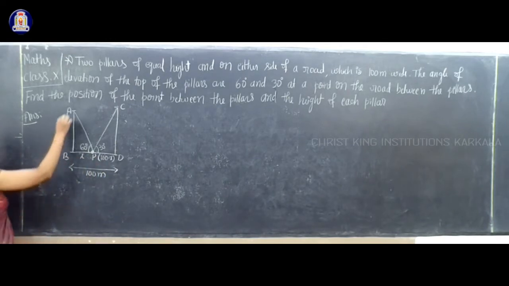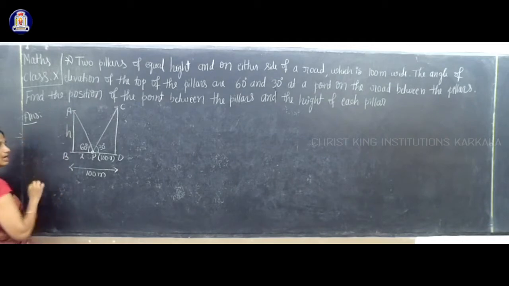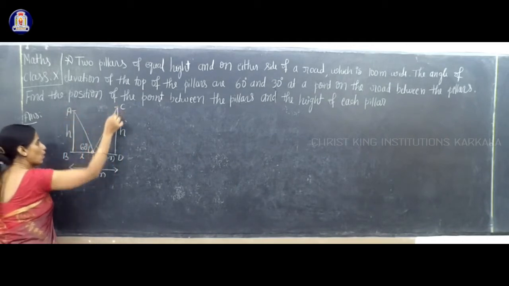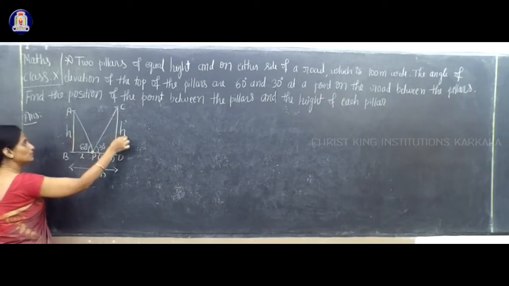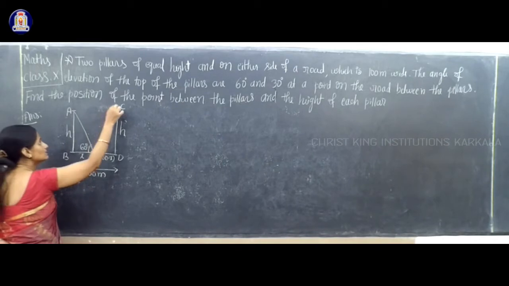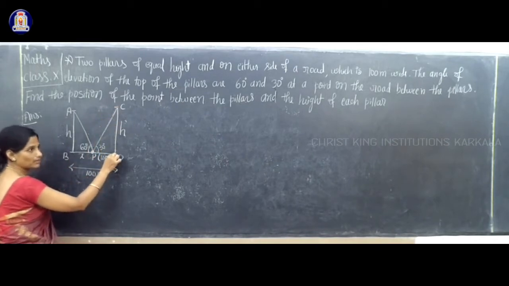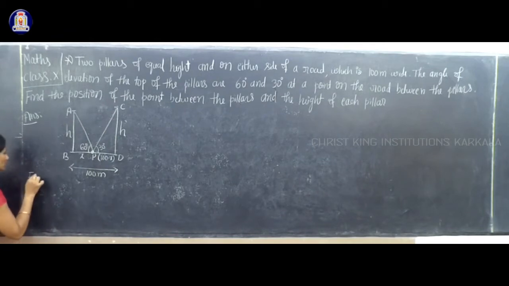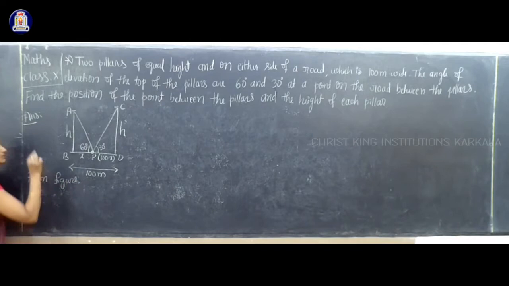So now I take this as h height. This also I take as h because the two pillars are of the same height. I don't give different variables because the height of the first pillar is equal to the height of the second pillar, that is H and H. Now we write the sentences from the figure.